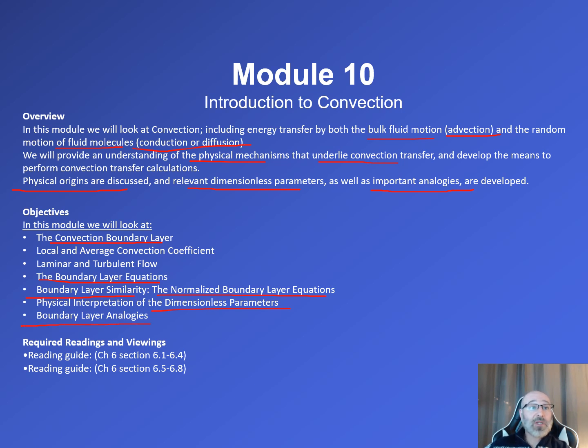Relating this to our textbook, this is Chapter 6. We're breaking this into two different sections. We're going to go with Module 10.1, which is going to be Chapter 6, Sections 6.1 to 6.4, and then we'll get into Module 10.2, which will be Chapter 6, Sections 6.5 through 6.8.